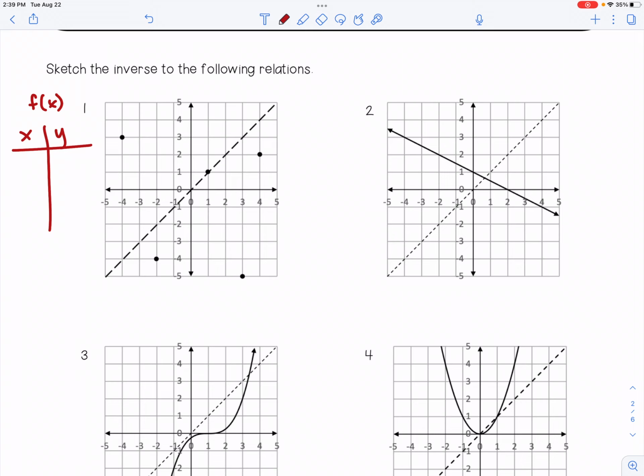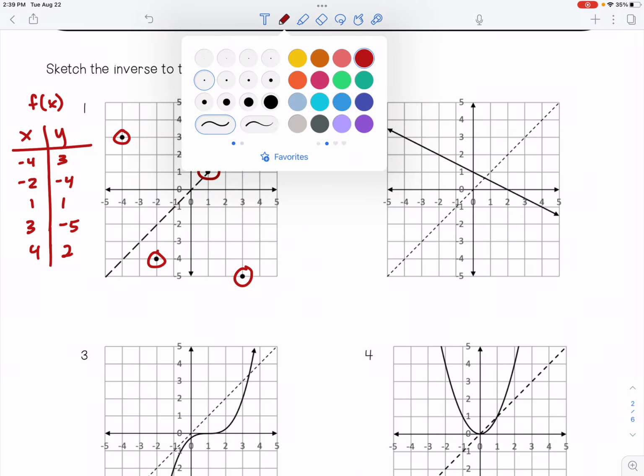So we have this point here is (-4, 3). This point here is (-2, -4). This point here is (1, 1). This one is (3, -5). And this one is (4, 2). Now, it doesn't matter what order you put these points in. To get the inverses, we're just going to be switching the x and the y.